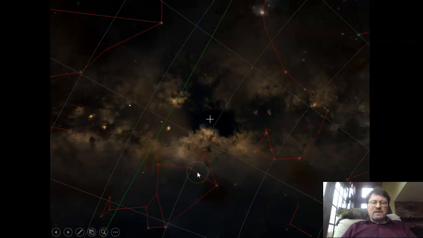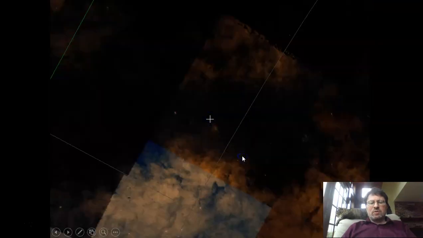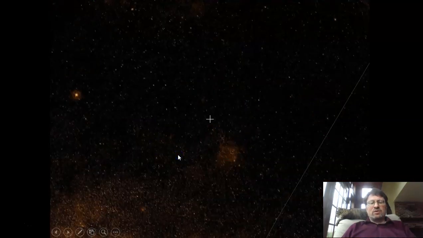If you think about this as a teapot, it's short and stout. Here's the handle back here, and here's the spout. If you imagine water flowing out of that spout, it would flow right here into the galactic center. So we'll make a box which is 12 degrees across, and we'll zoom in. You can see there's not too much to see there because of that dust obscuring our view. Here's a box 4 degrees across, and we zoom in again.